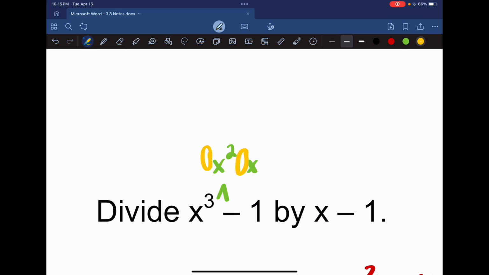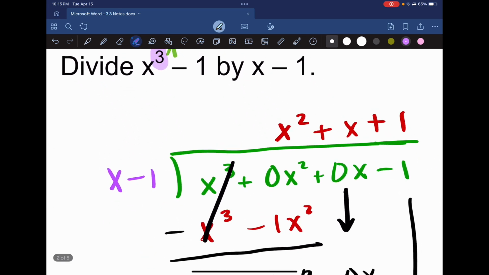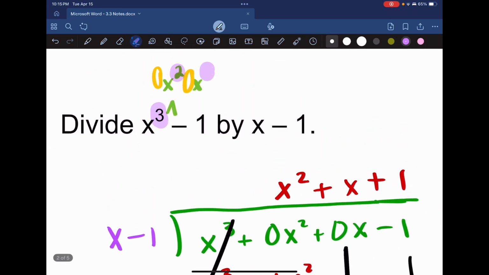So in other words, when we do our long division, we need to make sure we have placeholders for any missing variable and their exponent. Okay? So my goal is to always have my exponents in descending order. So I have a 3, a 2, a 1, and then nothing. Okay? Now my original problem didn't have a square or a linear term, but I need to include one whenever I set up my problem. Okay?